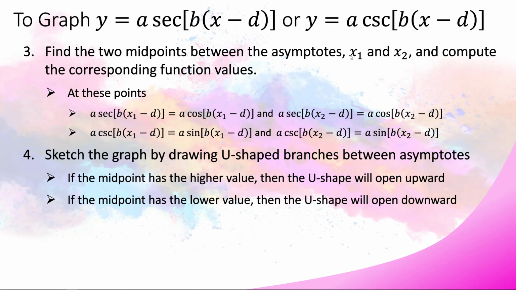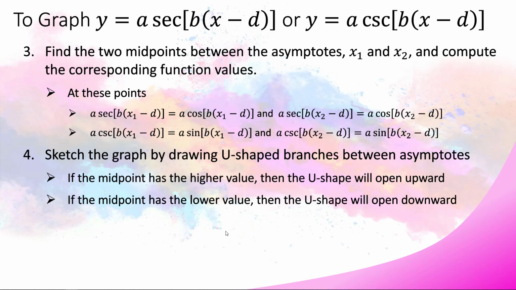Okay, and once you have found and sketched those asymptotes, the next thing you want to do is find the midpoints. Okay, and these midpoints will be x1 and x2. You want to find those midpoints and compute the corresponding values. What you'll notice is that at x1 and at x2, the secant function will produce the exact same value as the cosine function, and the cosecant function will produce the exact same value as the sine function.